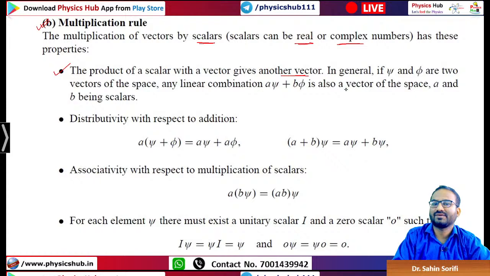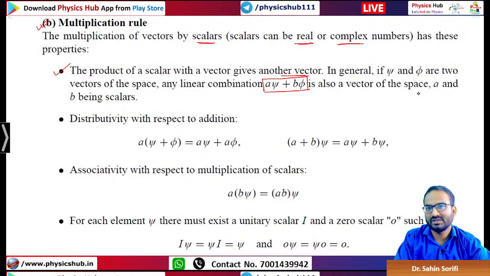In general, if psi and phi are two vectors of the space, any linear combination like a psi plus b phi, this is known as a linear combination of psi and phi. Then it will also be a vector of the space. If you imagine the three-dimensional Euclidean space that we generally use, that is a linear vector space. So if you take the analogy or example from that space, then things will be pretty clear to you. So any linear combination of these two vectors psi and phi is also a vector of the same space.